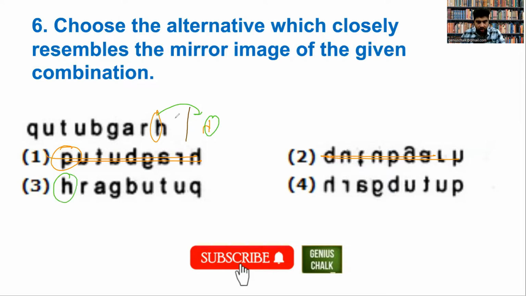This is not. H cannot be same. If you are writing H, it has to be this and this. So this option is also cancelled. Only we are left with the fourth option. So this has to be the answer. We can check for the further processes.